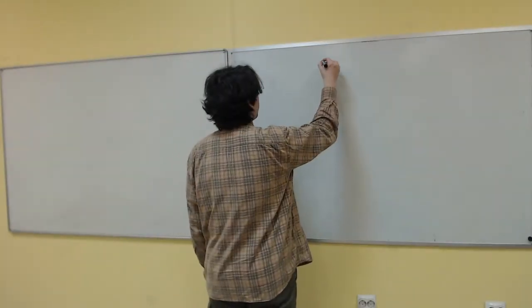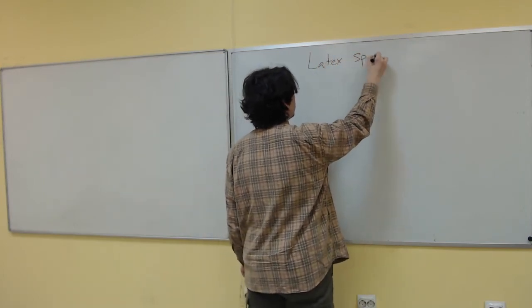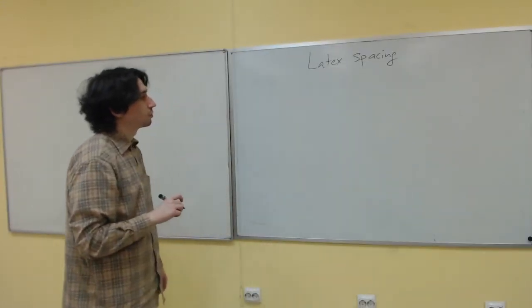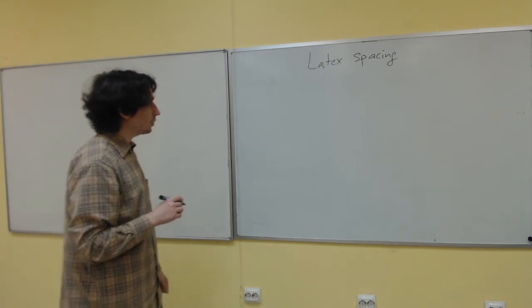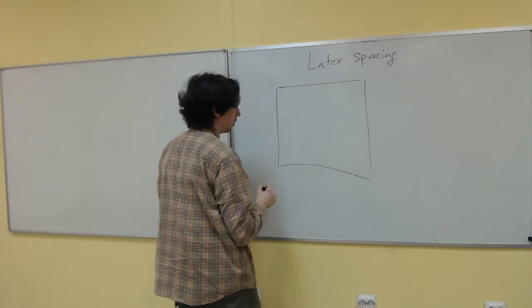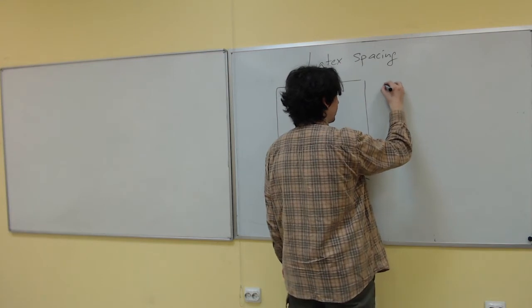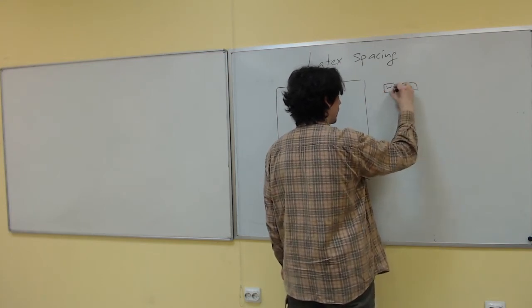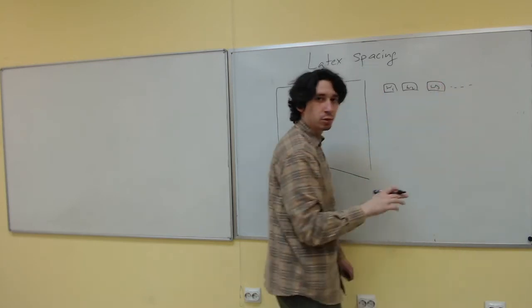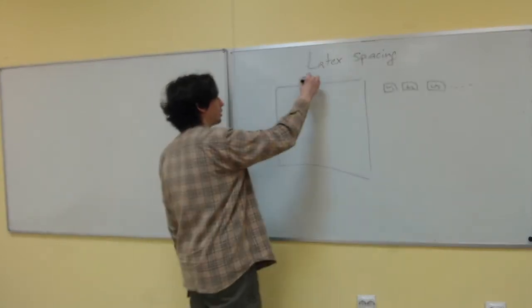So the next problem is the problem of LaTeX spacing. So what does it mean? You have a list of words. So you have word 1, word 2, word 3, and so on. You have several words, and you know that each line can contain W characters.